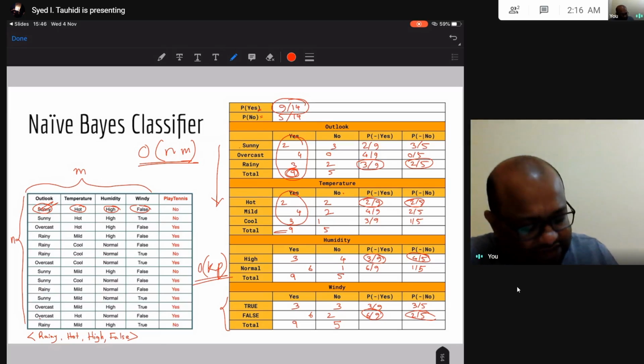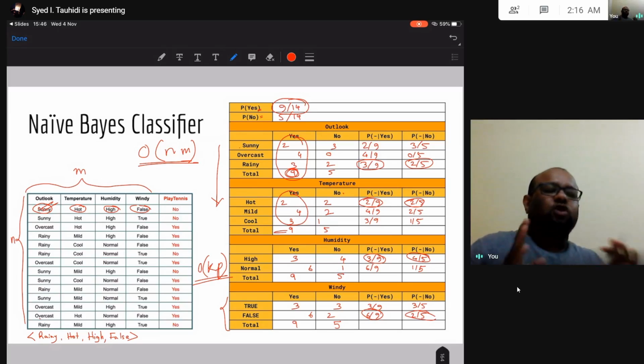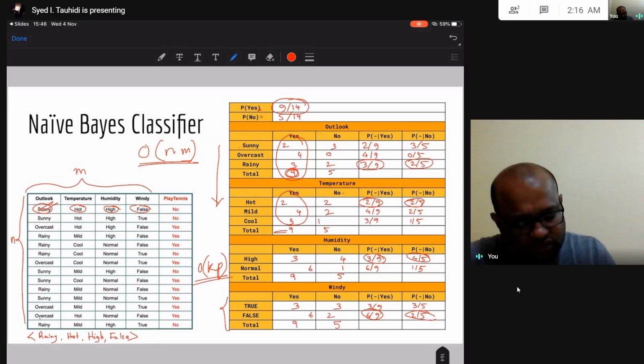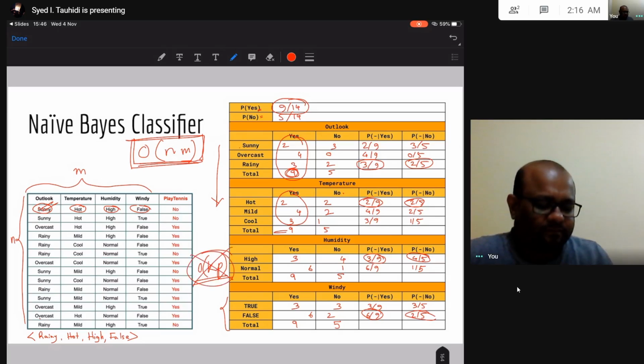Anyway, this table is going to be far smaller than my data set. So the first part is going to dominate the entire time, and this is going to be insignificant. This is the time complexity of this algorithm.